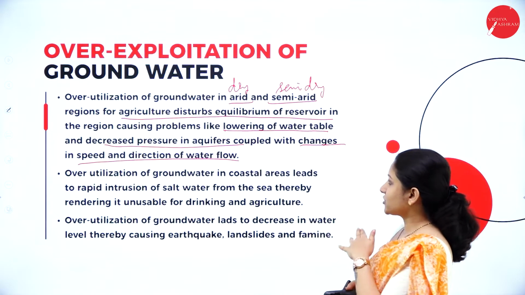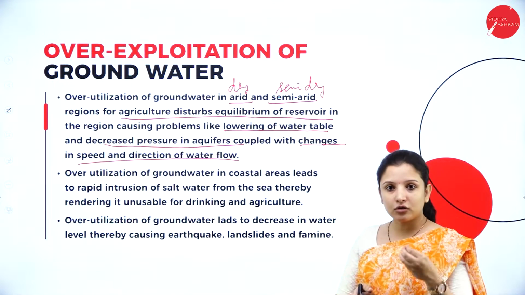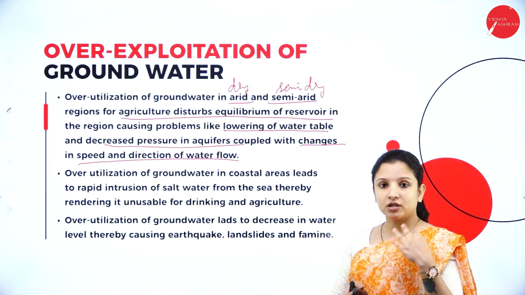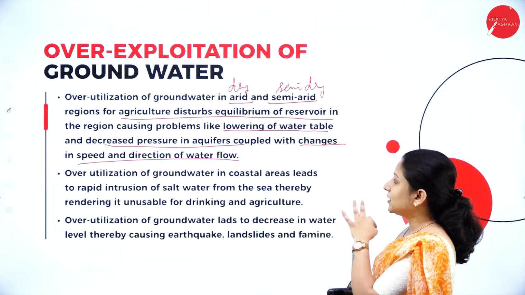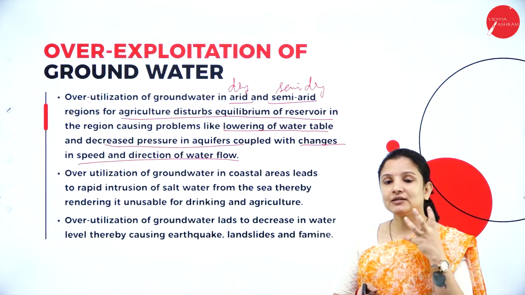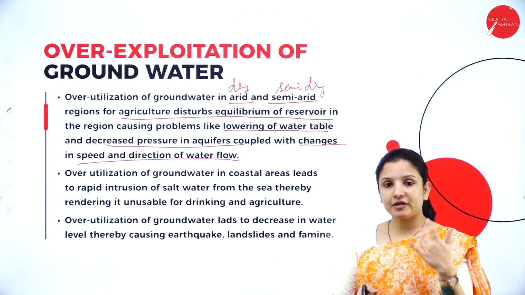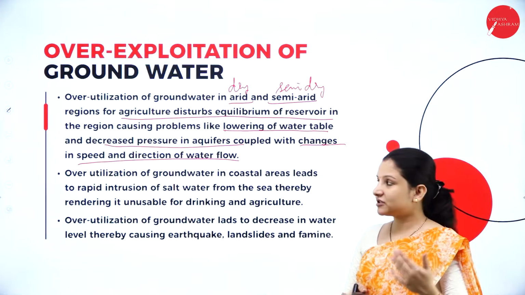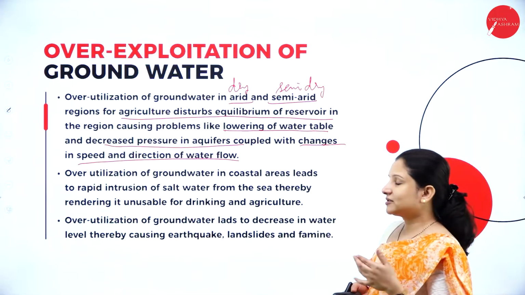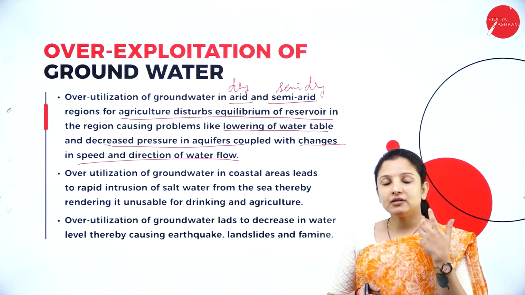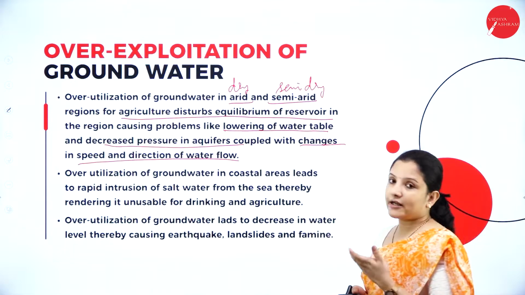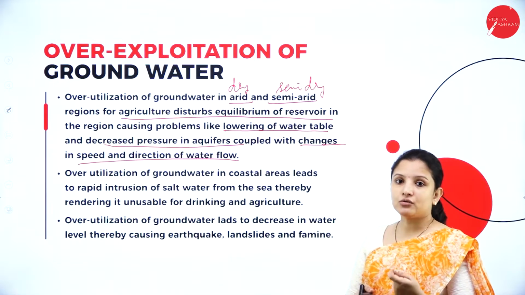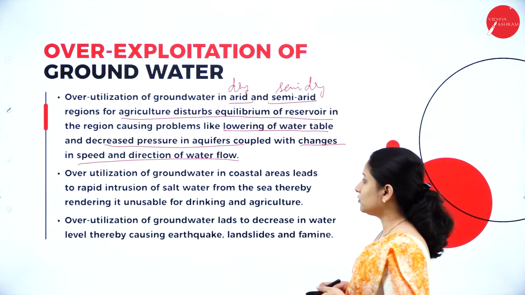So this alteration in the balance will cause a lot of problems. It will bring down the level of water in the water table, it will decrease the pressure, or it will decrease the replenishing capability of the aquifers, that is the ponds, rivers, lakes, etc. And not just that, it will also lead to a change in the direction of water flow. So all these will lead to the depletion of the groundwater.